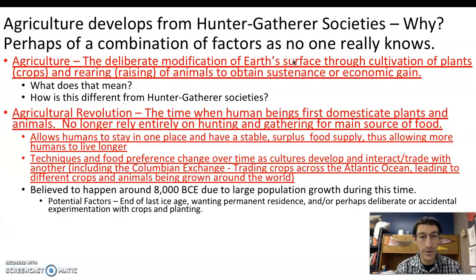Okay, so yeah, some of the ideas about the agricultural revolution, connecting it back to the ideas of maybe the last real ice age, people wanting a permanent residence and not moving around as much. And then, deliberate or accidental, like I said, experimentation with crops and planting and figuring out, hey, this actually works.